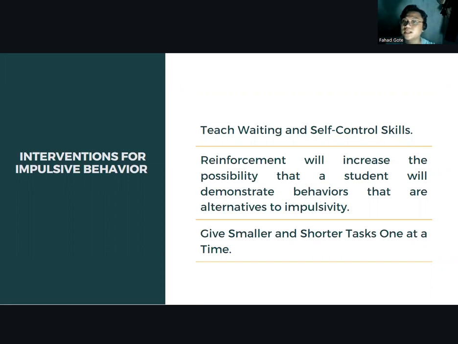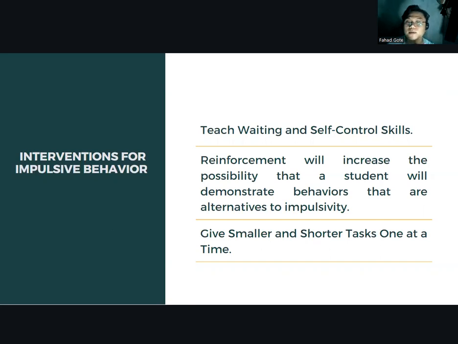Impulsivity may be decreased by teaching students appropriate waiting behavior and by a reinforcement plan for appropriate responding behavior. For example, after an instruction is given, a teacher may teach a student to place their hand on their desk, establish eye contact with the teacher, and listen for directions. The teacher should praise the students for demonstrating this waiting behavior.